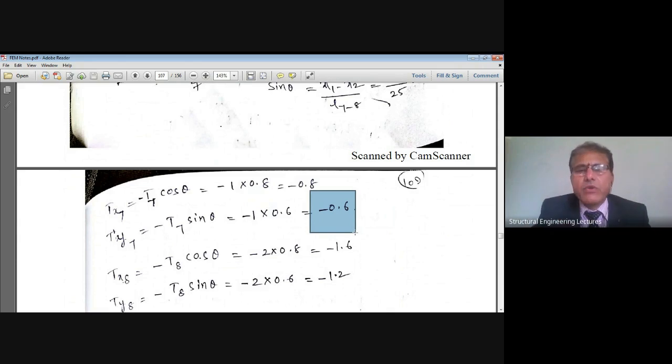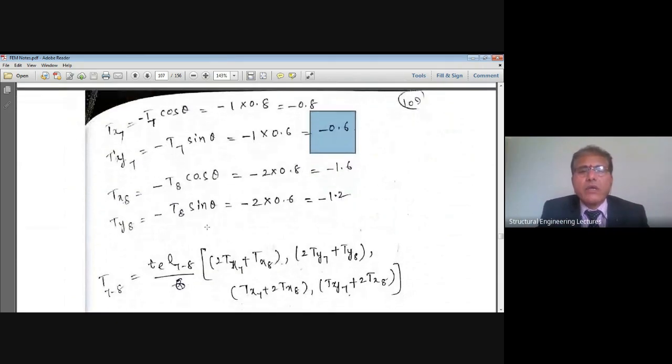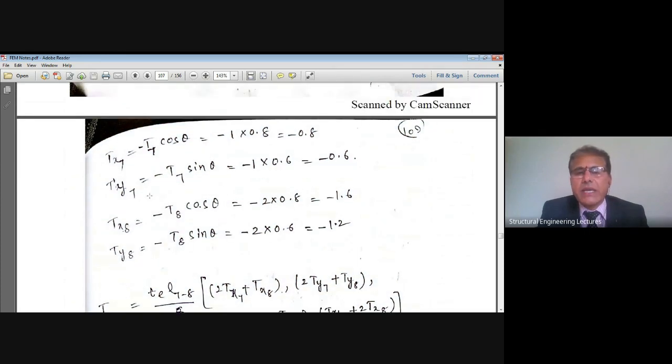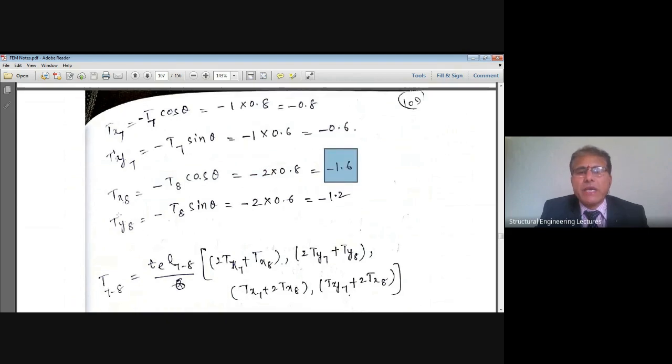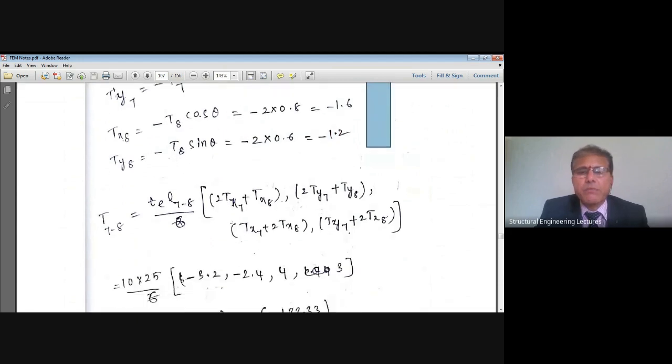Similarly, you do at the next node. You will get Tx8 equal to minus T8 cos theta, or minus 2, because there the intensity of the pressure is 2 in the downward direction, minus 2 multiplied by 0.8, minus 1.6 MPa. Similarly, Ty8 is equal to minus 2 multiplied by 0.6, minus 1.2 MPa. All these units are MPa, megapascals, Newton per mm square.